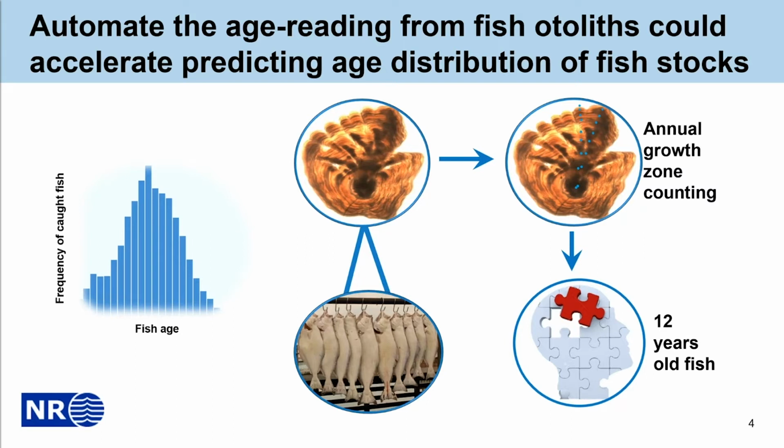The problem is that the manual age reading requires the experts examining very precisely the annual growth zones and actually counting them. So to determine that an otolith belongs, for example, to a 12-year-old fish, the reader may have different ways to arrive at the same conclusion, as highlighted in the blue dots that are present in the otolith image. And this makes the process challenging, but also time-consuming. Therefore, automating it would be very good in order to help getting the age distribution of the fish stocks in a more efficient manner.